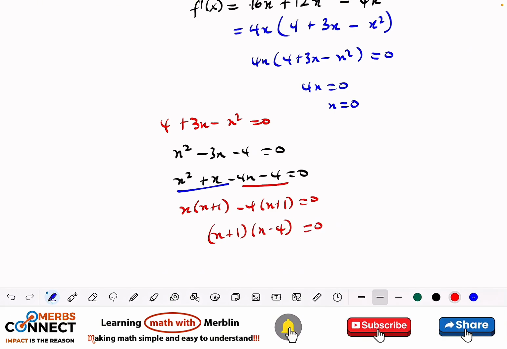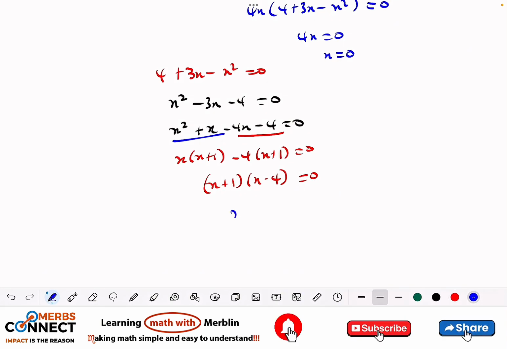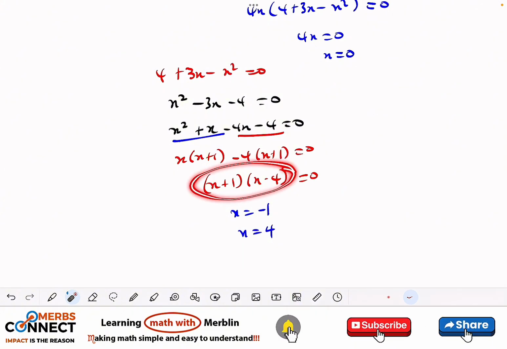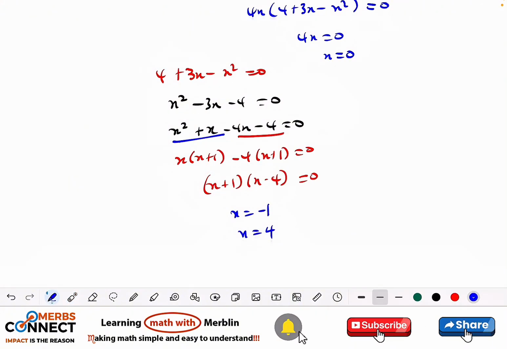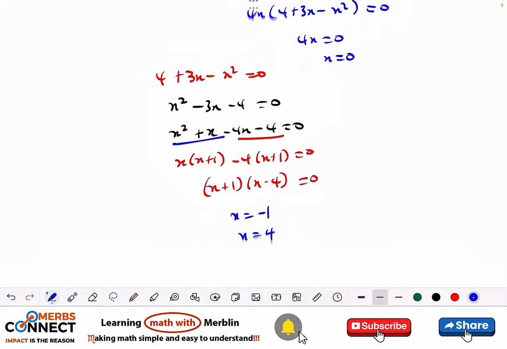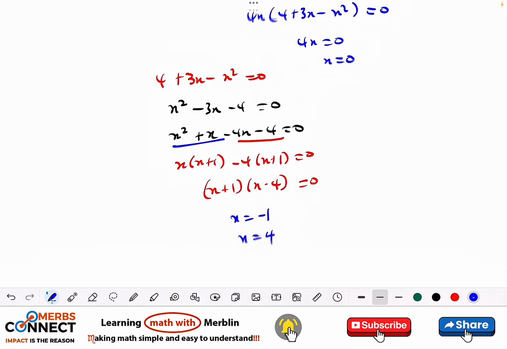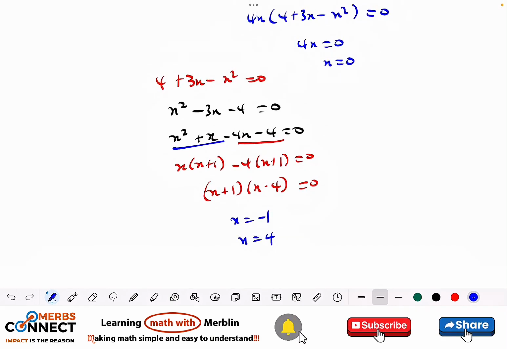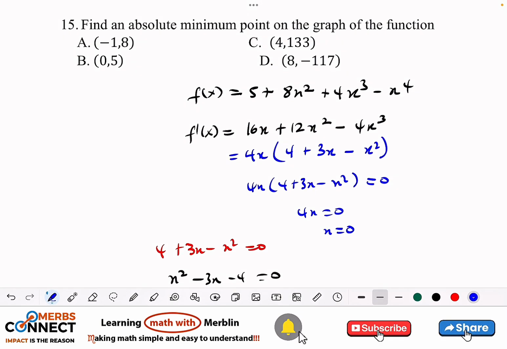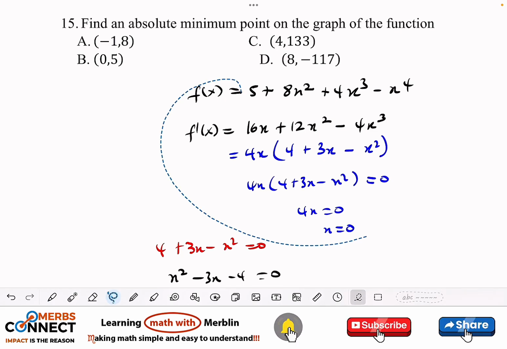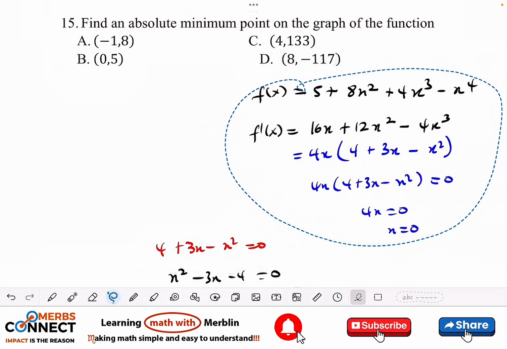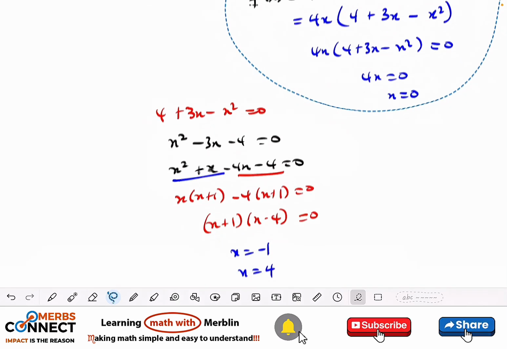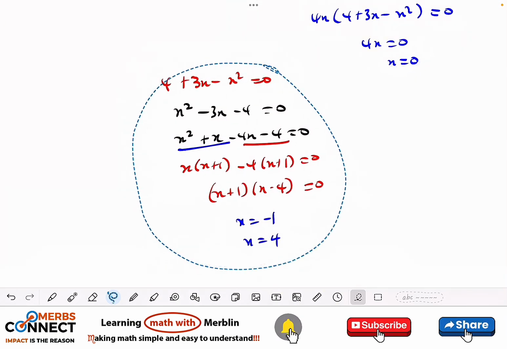This one, you can use a calculator to figure out the point. And then x should be equal to minus 1 and x should be equal to 4 when you solve this one. Good. So the critical values here are 0, minus 1, and 4. Now for us to find the absolute minimum and maximum, we need to put these points on the table to figure out which one is going to give us the minimum and which one is going to give us the maximum.